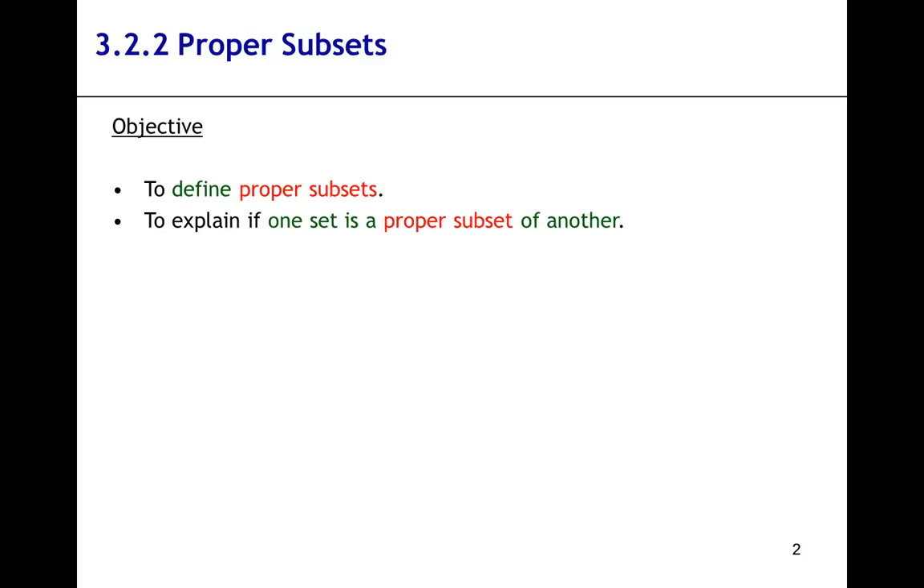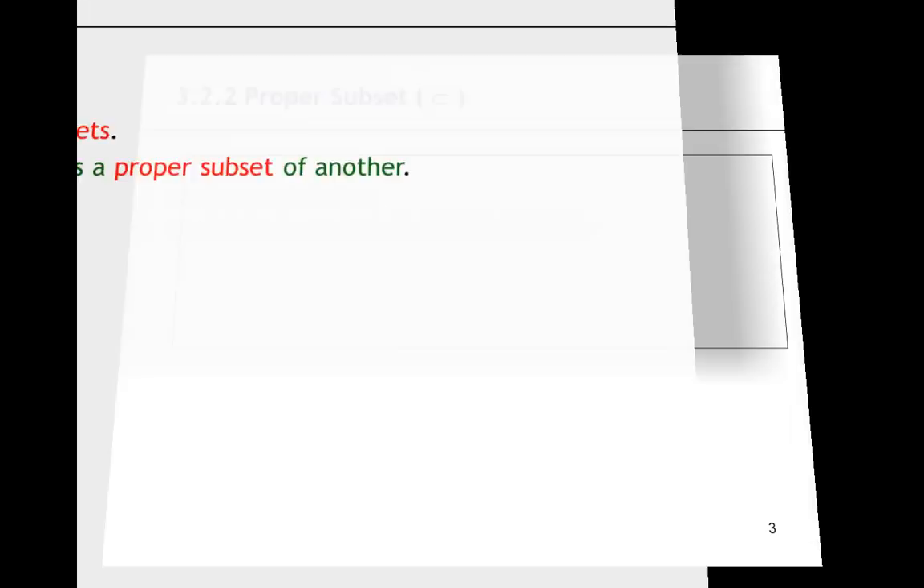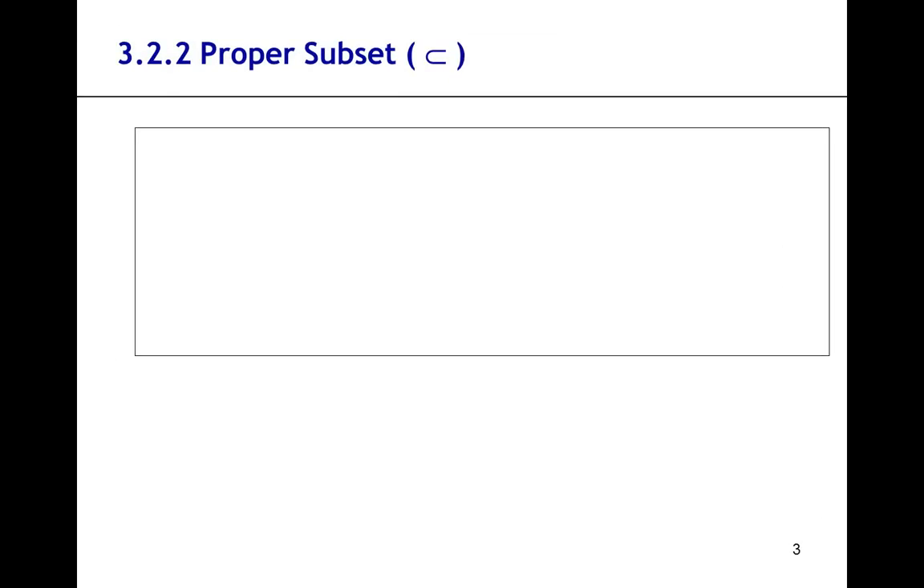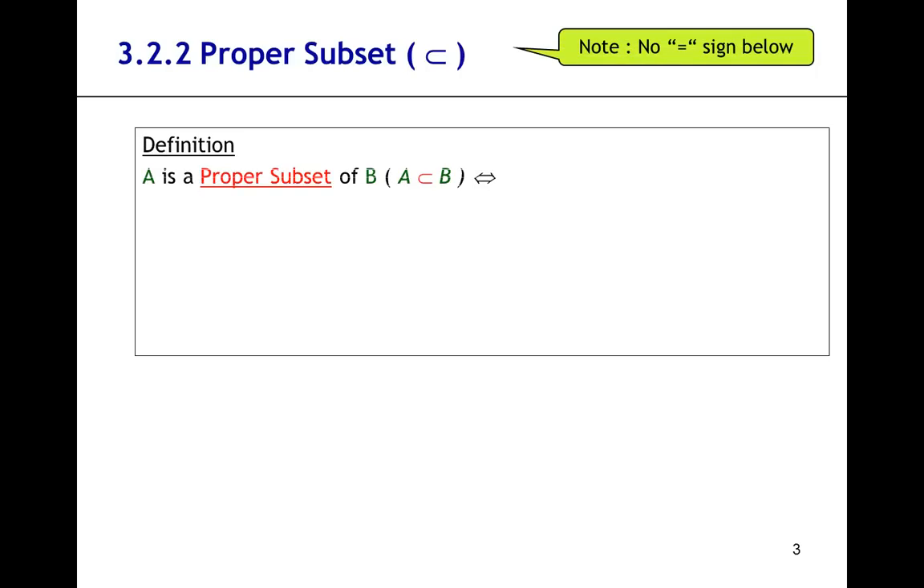In this section, we'll define what a proper subset is and use the definition to explain if one set is a proper subset of another. Proper subset is symbolized as a sideways U. Note that it has no equal sign underneath it. So if A is a proper subset of B, then A must be strictly contained in set B, with no chance of being equal to B.